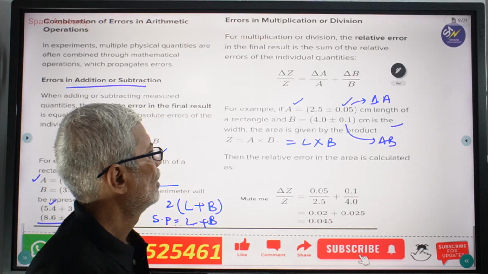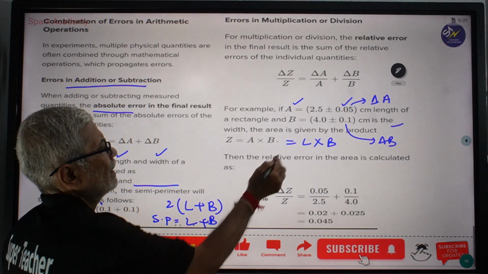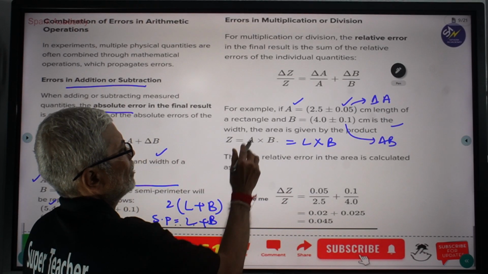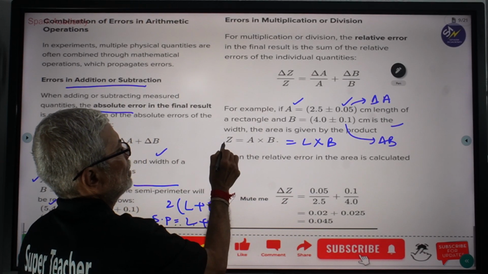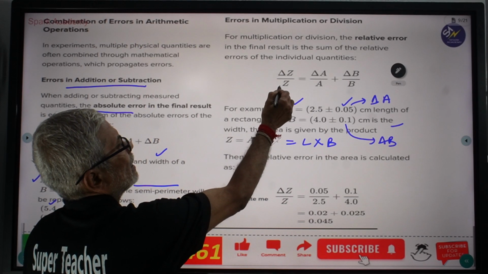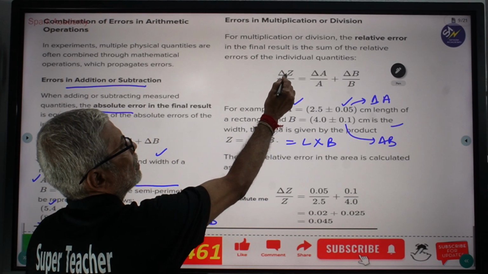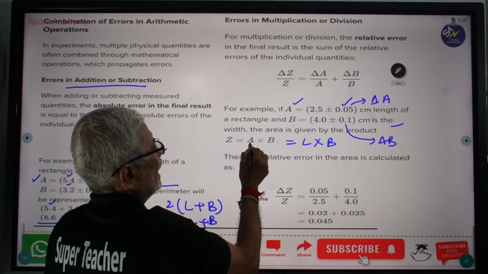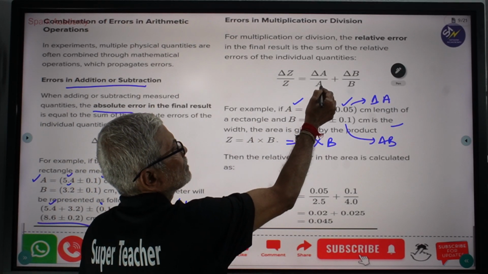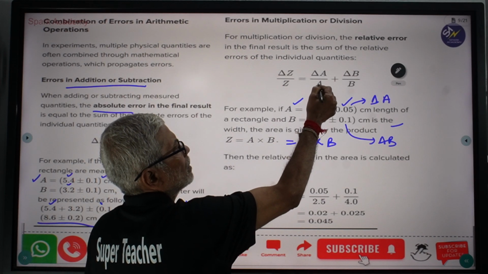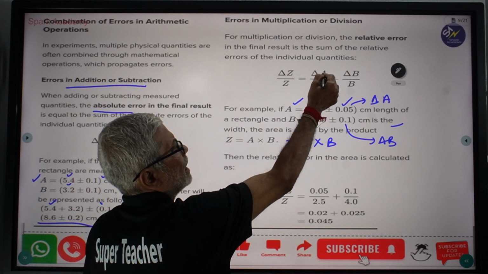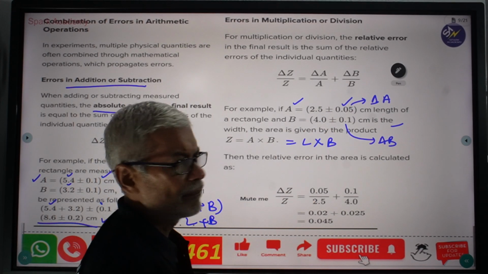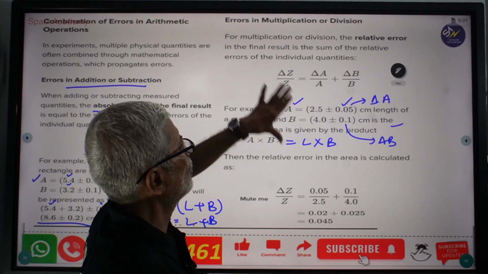That's it. For example, a rectangle is length into breadth, no? A stands for length, B stands for breadth. So when you write it in error form, Z will become del Z by Z. That del Z is nothing but the small error in Z. So del Z by Z is equal to del A by A, where you commit some mistake in area, plus del B by B. Okay.